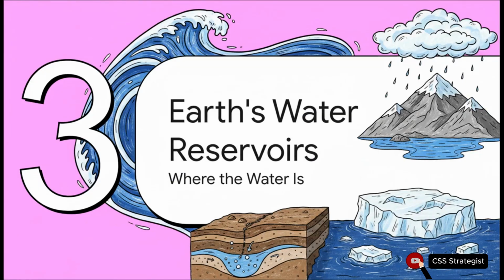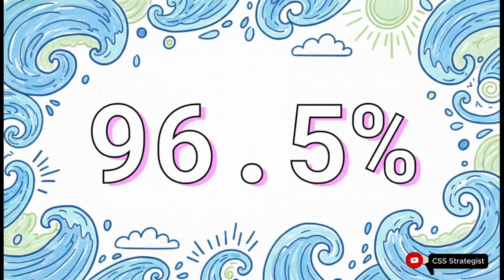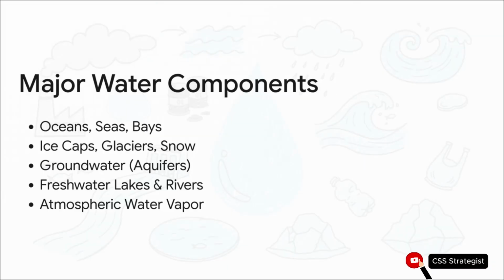So, we know how the water moves, but where is all this water actually stored? That brings us to Section 3, Earth's water reservoirs. Let's break down where the water is, and, more importantly, in what amounts. We've seen this number before, but let's think about its biggest implication. This huge ocean reservoir isn't just a big bucket of salt water. It is the planet's main climate regulator. It absorbs and stores massive amounts of heat, basically acting like a global thermostat that shapes weather patterns all over the world.